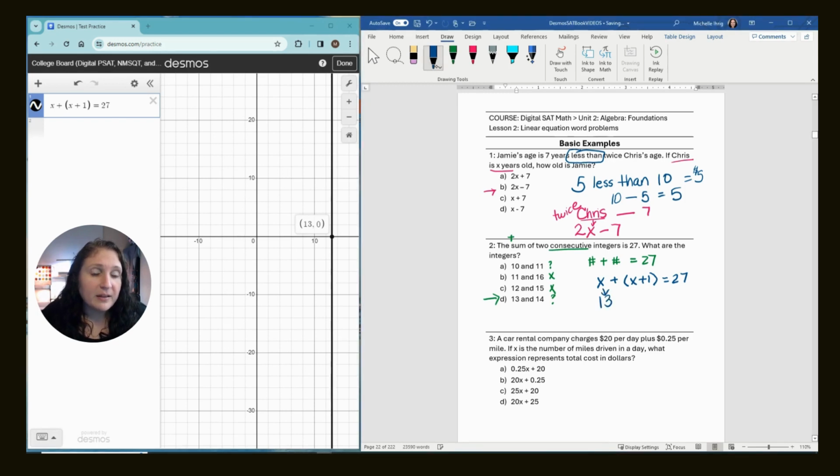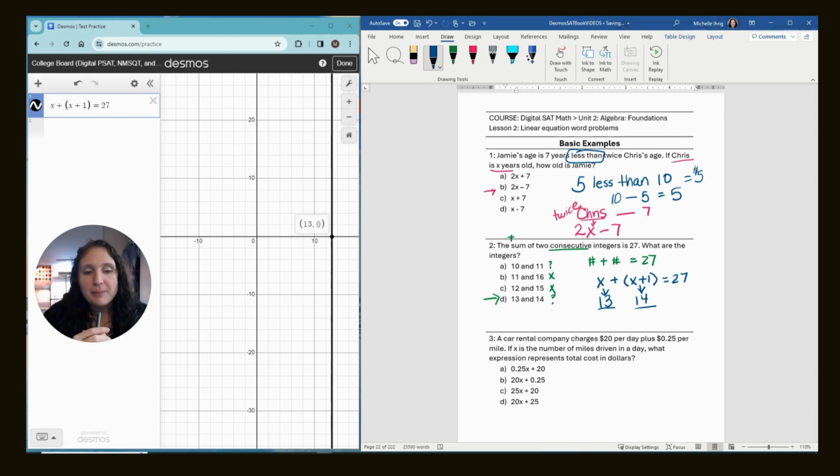And how do I get this one? 13 plus 1 is 14. So if it wasn't multiple choice, you would have to do it that way. X is my first number, and then the integers. If they say like consecutive odd, which I think is in the harder questions, we would add 2. And same thing for even. Instead of adding 1, we would add 2.